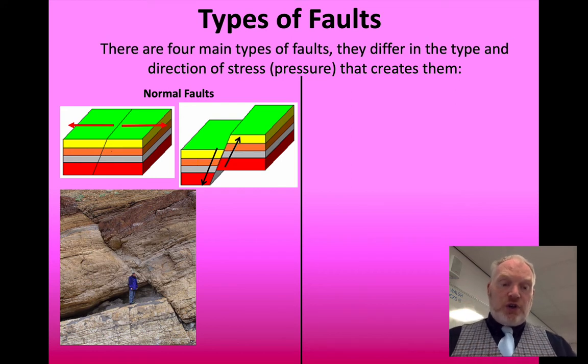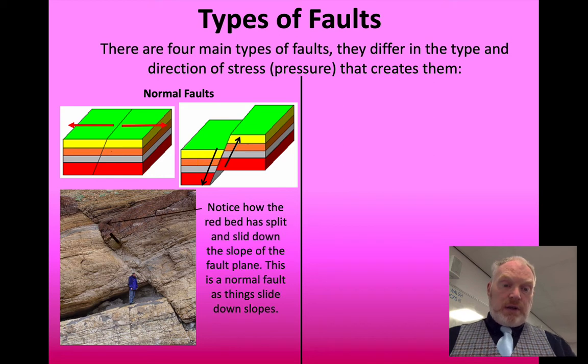Here's a photograph to show a normal fault in a cliff. If we look, we've got a red bed there at the top that has been downthrown by what, a couple of meters, 2-3 meters there perhaps, on the hanging wall side of the fault, making it a normal fault.